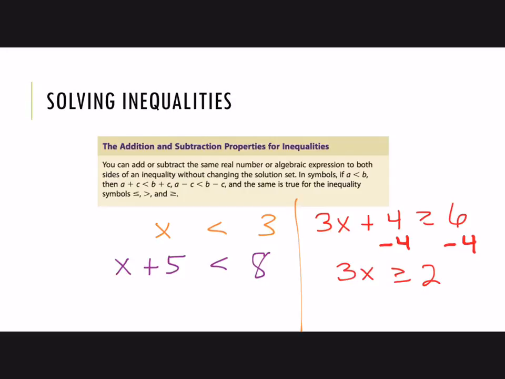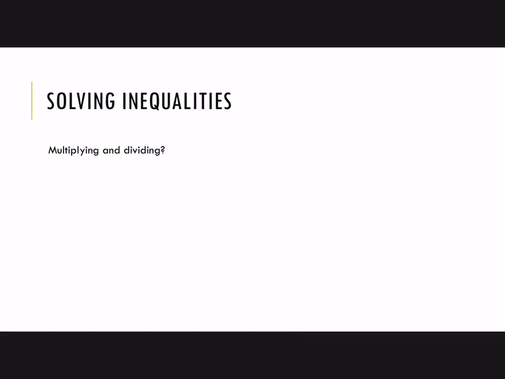You can see in this second example why this property is useful. This is the one that lets us move things that are added or subtracted to the side with the variable, move them over to the other side. What about multiplying and dividing? Does that still work? Well, let's look at an example.